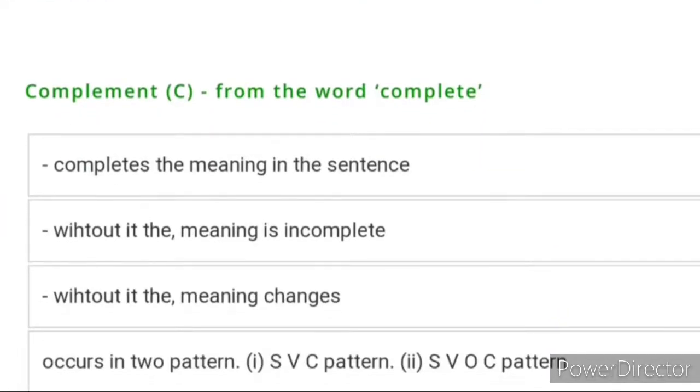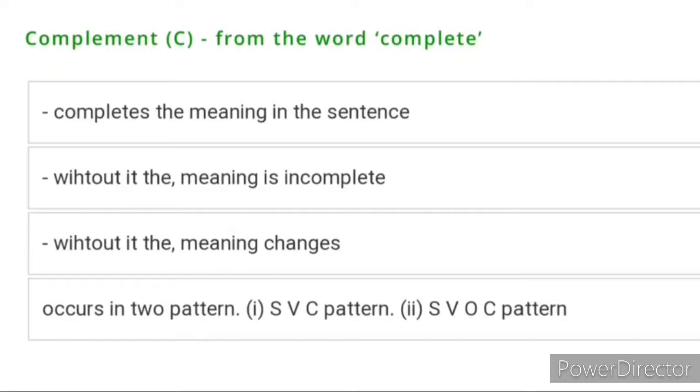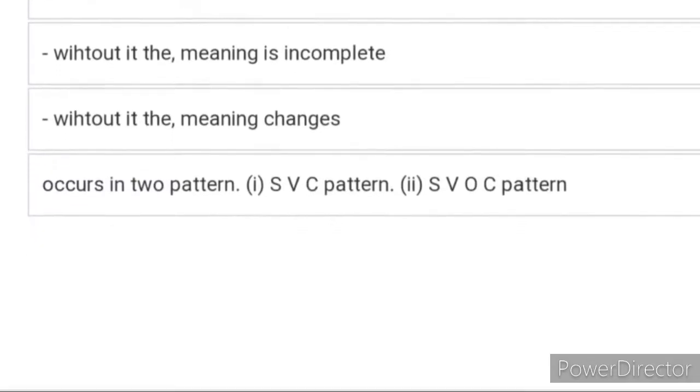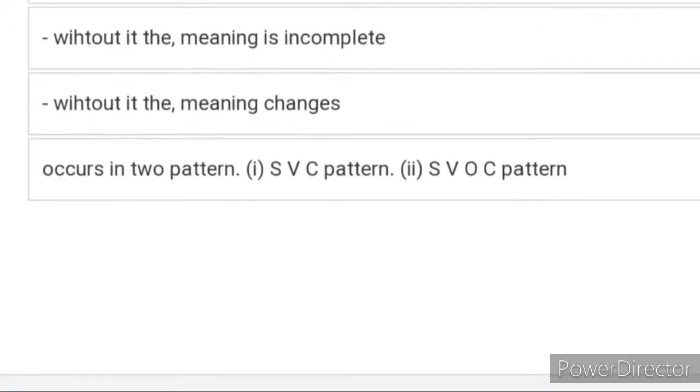We'll see some more points about the complement. The complement C completes the meaning in the sentence. Without it, the meaning is incomplete. Without the complement, the meaning also changes. Here the complement occurs in two patterns, either the SVC pattern or the SVOC pattern. SVC means subject, verb, complement pattern, otherwise subject, verb, object and complement pattern.